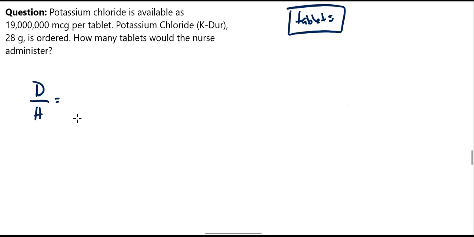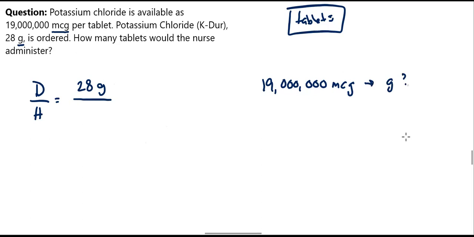Next up is let's check the units, see if they're the same. It's available in micrograms and grams is what's ordered. So they're not the same. I'm going to have to make sure I make them either both micrograms or both grams. And I think I'm going to make them both in grams because the 28 grams is what was ordered. Potassium chloride, 28 grams is ordered. So I'll leave the 28 grams alone.